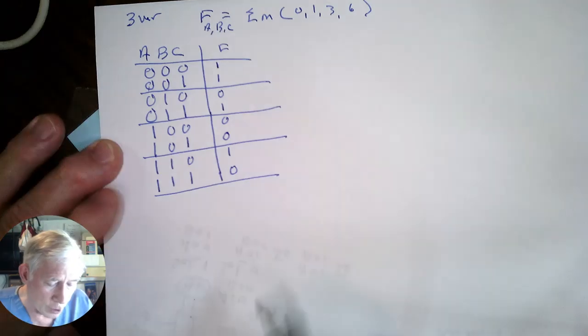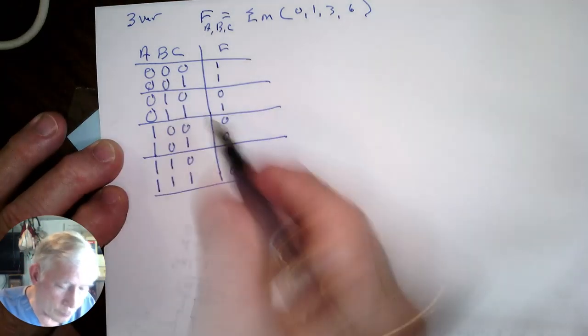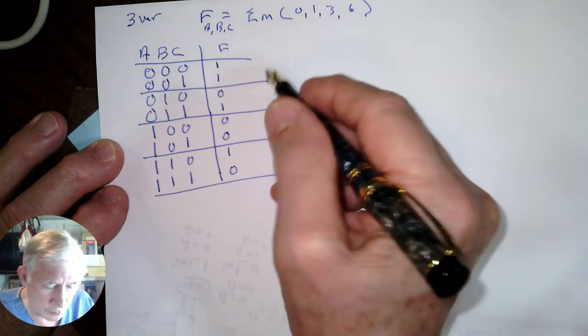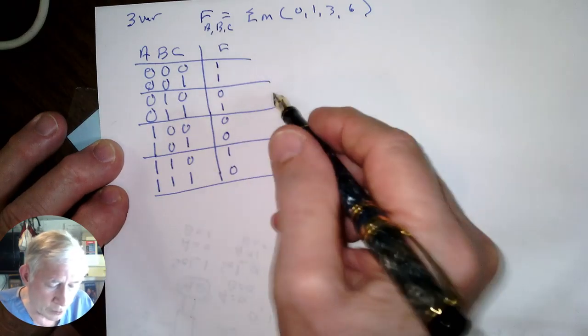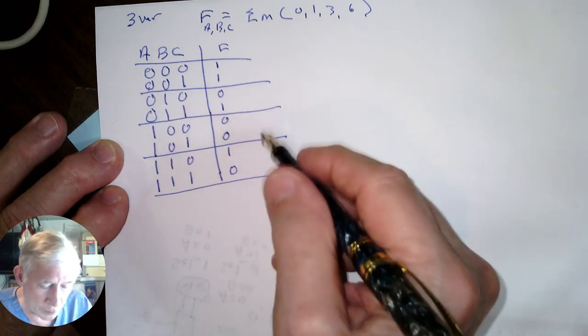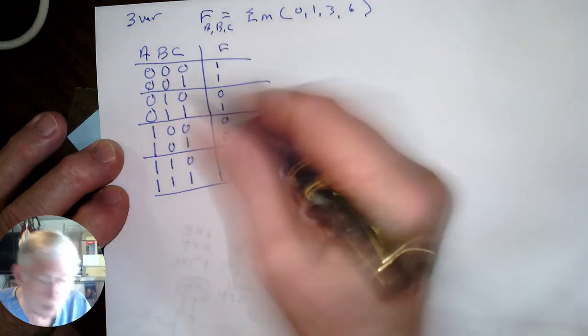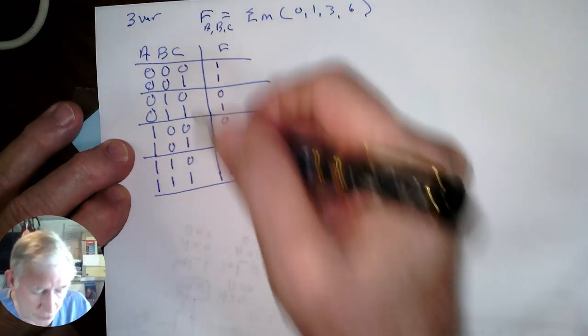As it turns out, I just fortuitously happened to hit all the right values here. So notice, for every pair of rows, A and B are the same. For this row, A is 0, B is 0. For this row, A is 0, B is 1. For both of these rows, A is 1 and B is 0, and for both of these rows, A is 1, B is 1. So for each pair of rows, A and B are the same, and the only thing that changes is C.